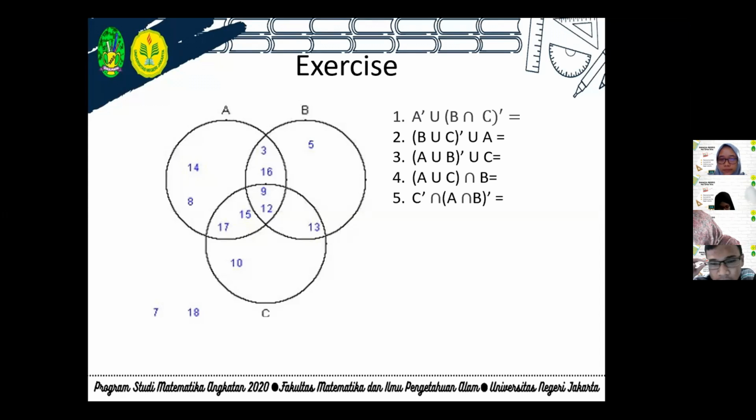May I try number 5? Yes. I think number 5 is 7, 18. I'm sorry, it's still wrong.